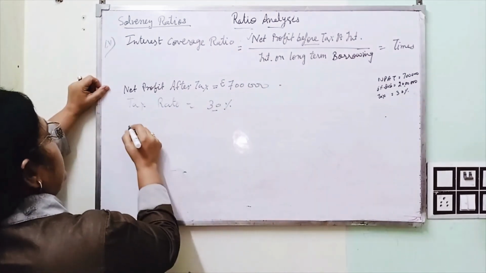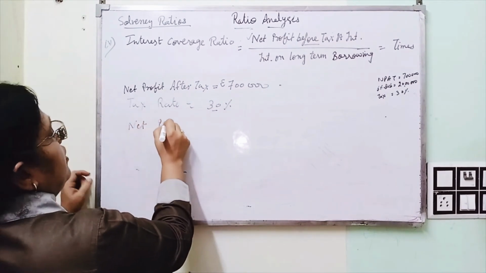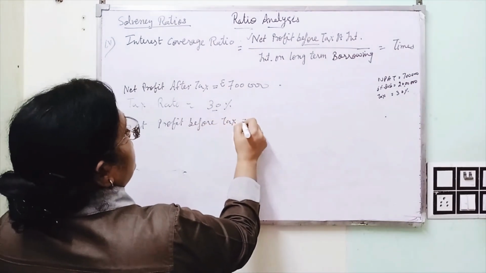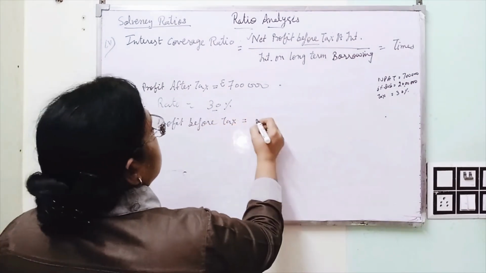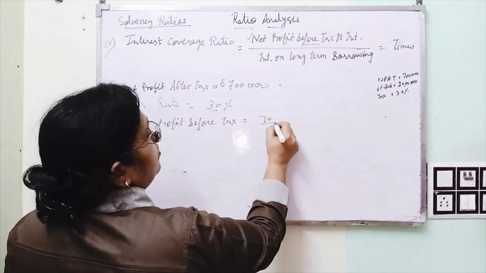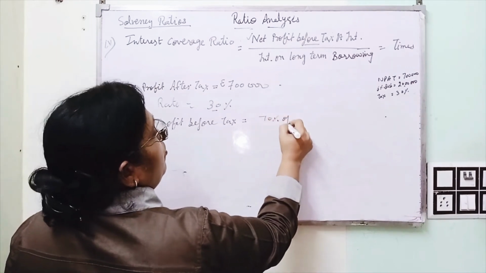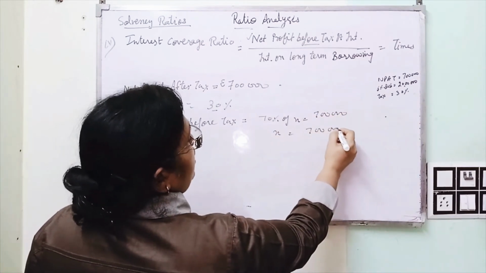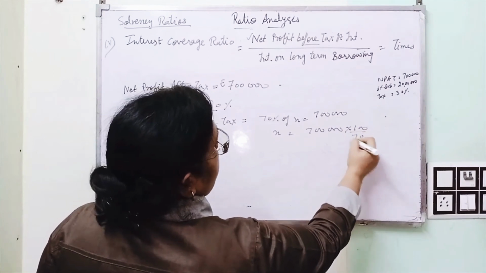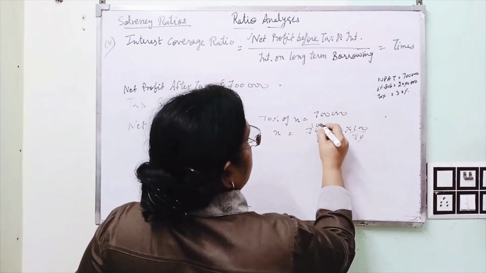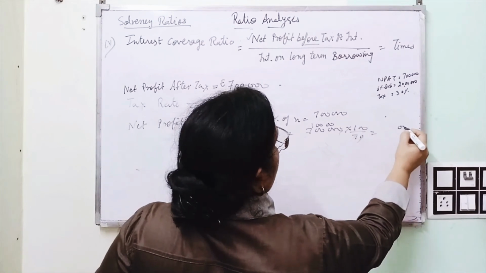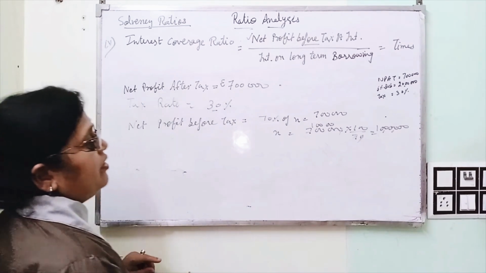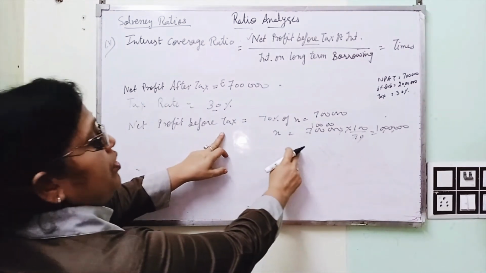Then can we calculate net profit before tax? Net profit before tax is equal to, 70% of x is equal to 7 lakh. X is equal to 7 lakh multiplied by 100 upon 70. It comes to 10 lakh. It is net profit before tax.